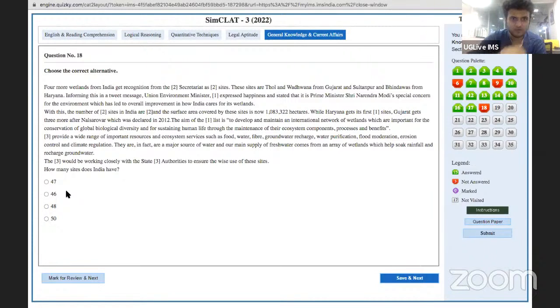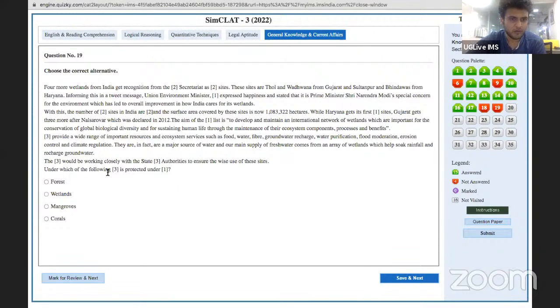How many sites do we have? What are the sites talking about? Okay, so these are wetland sites. Okay, so this I have no clue about. I'll just skip it because I'm pretty sure numbers में मेरा हमेशा गलत ही होता है.